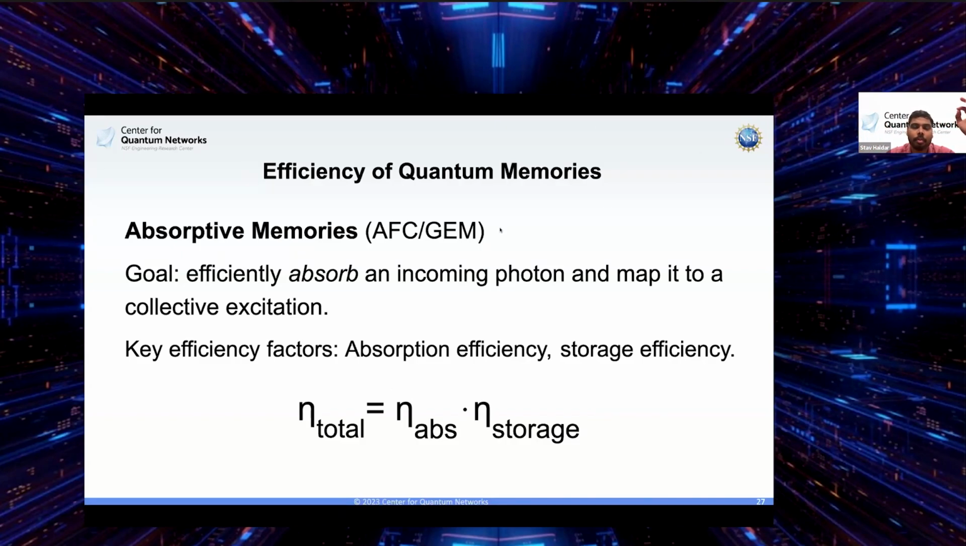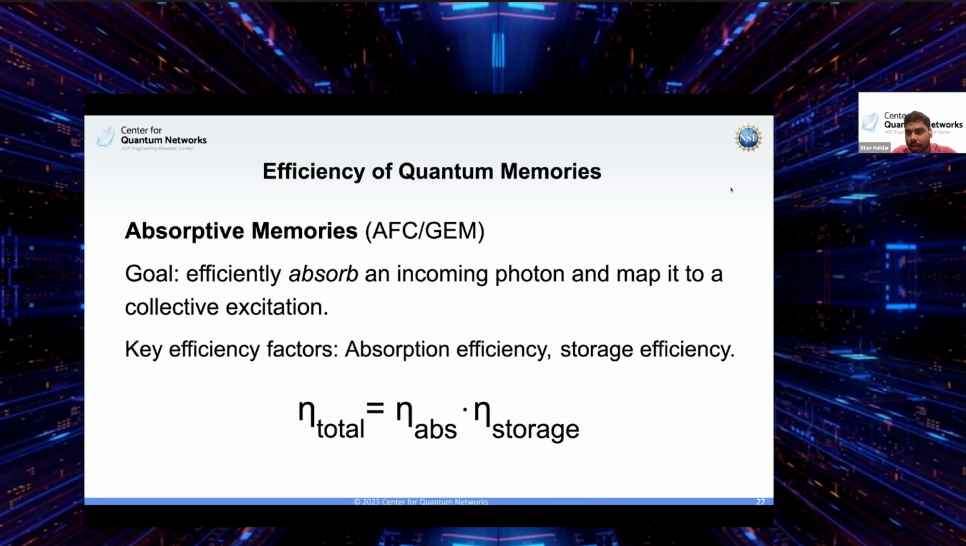But how much of the photon, or how much of the information, actually gets absorbed? That's something that you also have to ask, because if you send a million photons and only one of them gets absorbed, then that's not a very good memory, right? Even if it can keep that information for an hour, right? So the goal with absorptive memories, as we said, is to capture an incoming photon.